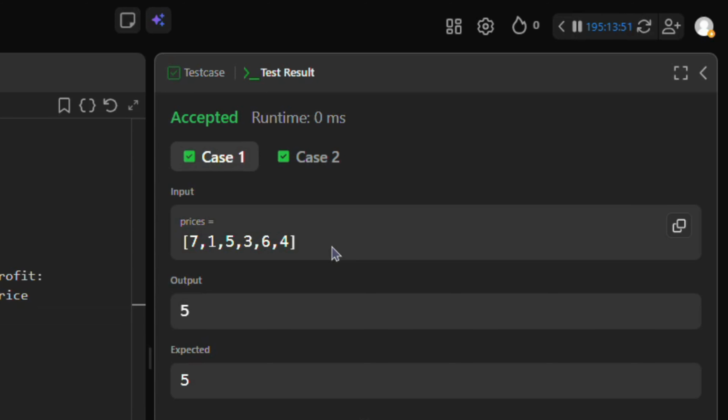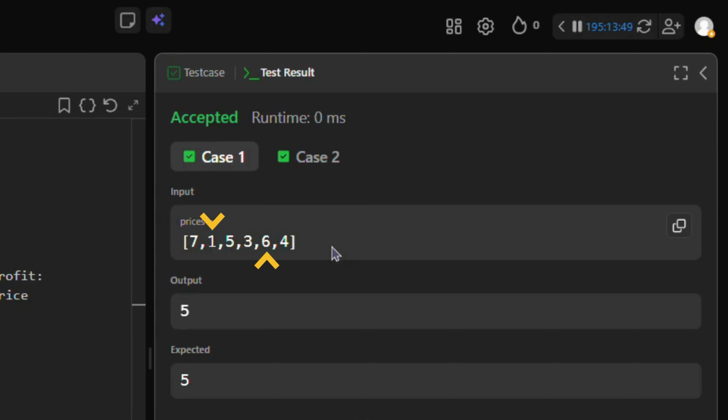Here's what happens. Start with 7. This becomes our initial lowest price. Next comes 1. This is lower, so it becomes the new buy price. Then we see 5. Selling at 5 after buying at 1 gives profit 4. Next 3. Lower than 5 but still above 1. No change to best profit.